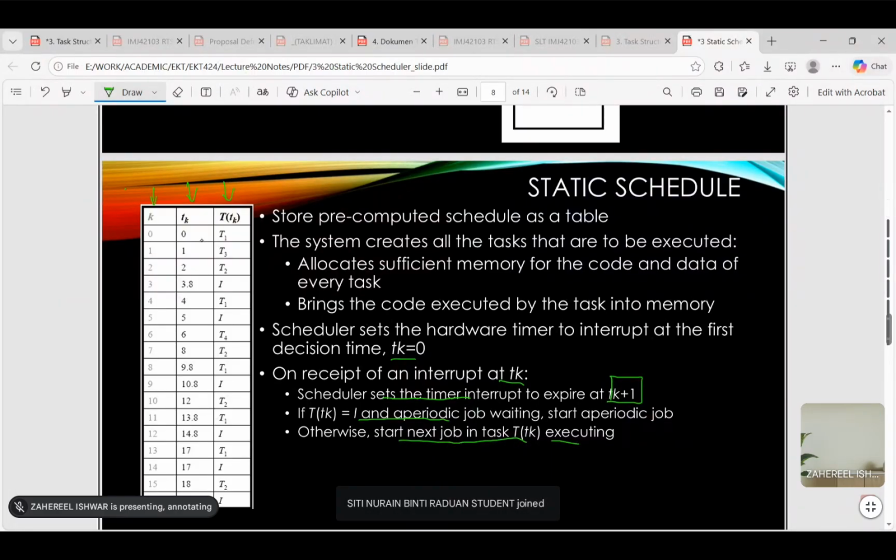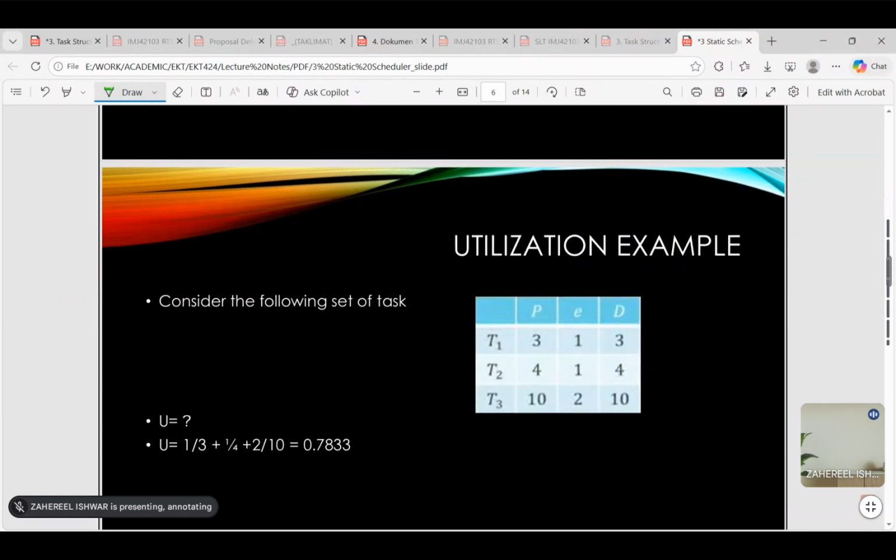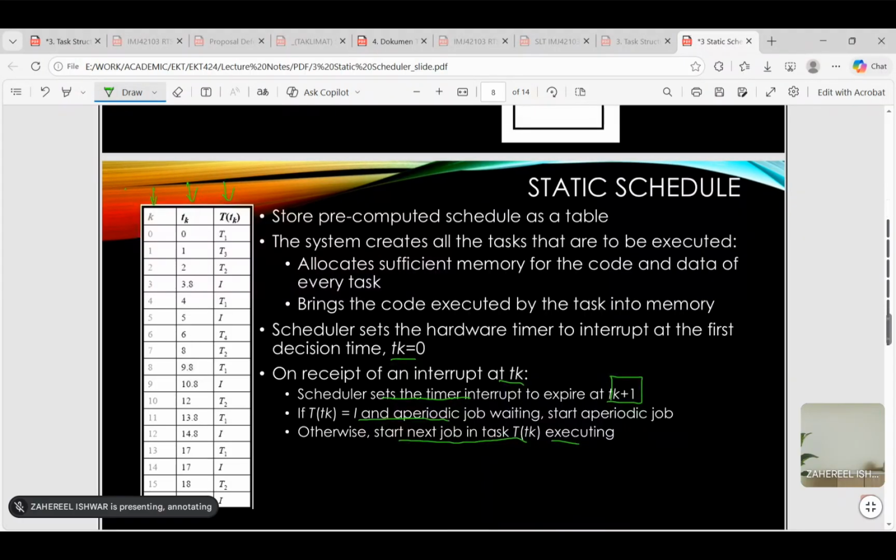All right. So let's focus on our job. Earlier we have 3 tasks. Remember, task 1, task 2, task 3. Their values are like this. Execution time 1, execution time 1, execution time 2. The periods are 3, 4, and 10. Now, at time equal to 0, looking at the table, the system decides, okay, we run task number 1. So, of course, this is job number 1 of task number 1.